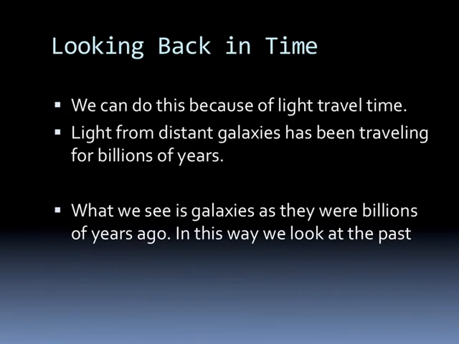But we can do this because light takes time to travel from place to place. So light from distant galaxies has been traveling for billions of years. What we see is galaxies as they were billions of years ago. In this way, we can actually look into the past.